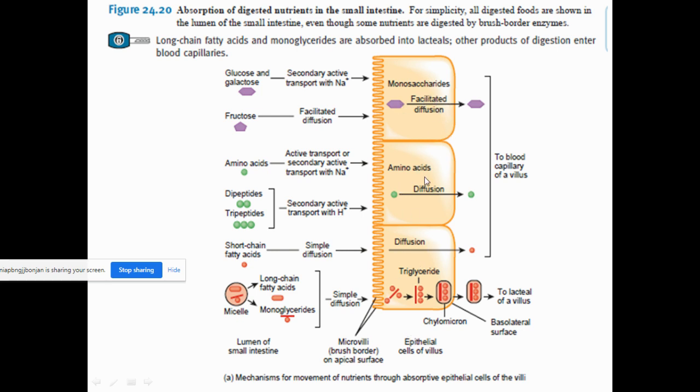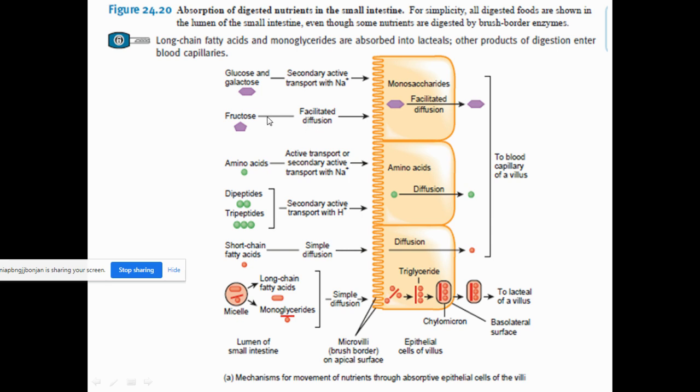absorption is carried out. One is simple diffusion. When it is lipid soluble, simple diffusion. When it is water soluble, it needs facilitated diffusion. Water is absorbed by a process called osmosis. So you have diffusion, facilitated diffusion, the help of chylomicrons, and also osmosis. These are the different processes by which the absorption takes place.